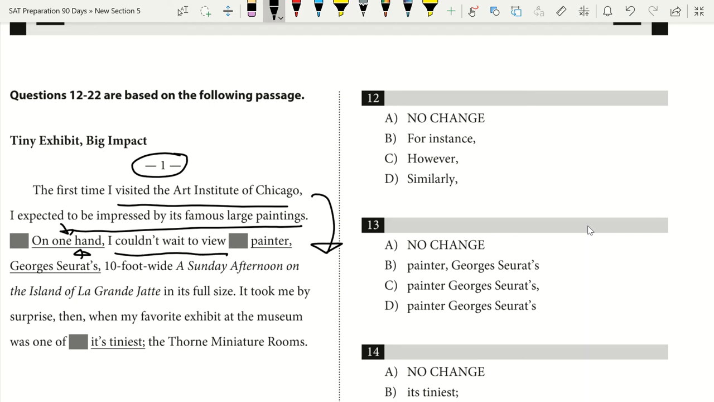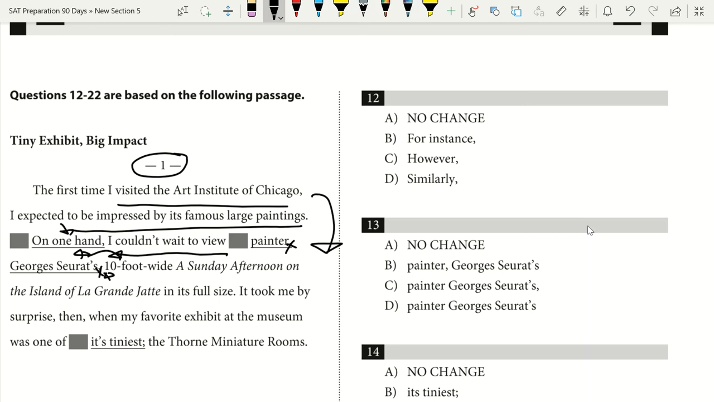And then I have painter George Seurat. This painter is referring to George Seurat, so there's no comma between it. We want to keep that noun phrase, painter George Seurat, all together, so we don't want to split it up with a comma. So we have painter George Seurat's 10-foot-wide Sunday Afternoon painting. He owns this 10-foot-wide painting, so we do not want a comma after it. There's no reason to have a comma there.